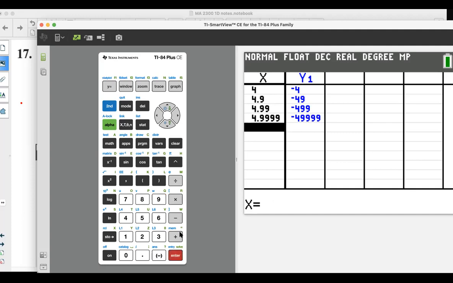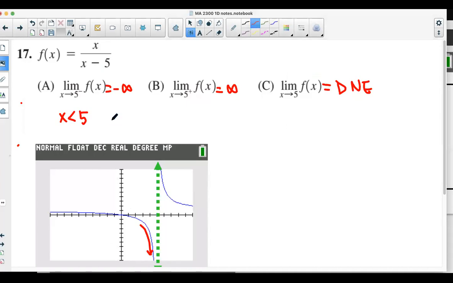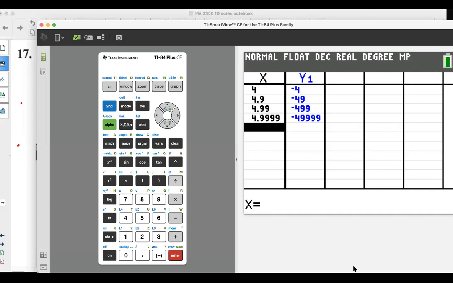So what do you realize, guys? Values are getting bigger and bigger, but they're negative. By looking at this pattern, you can see that my y value is approaching negative infinity because it keeps on going down. Just like what I've seen graphically, I can see the same concept numerically.